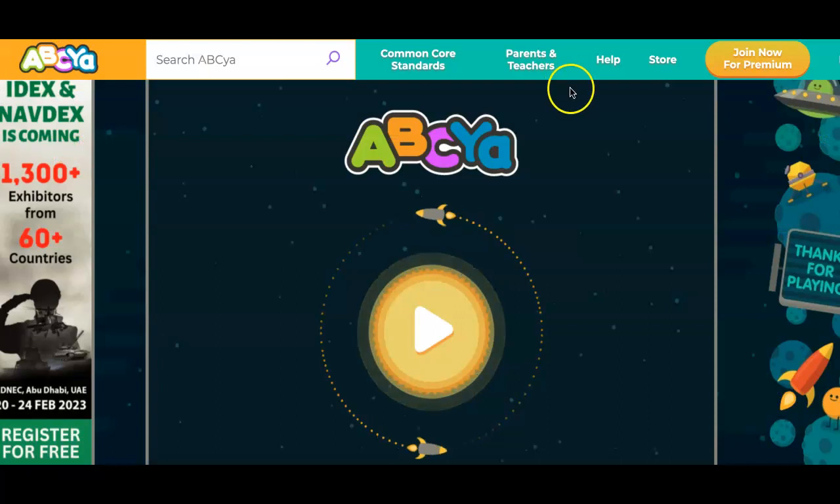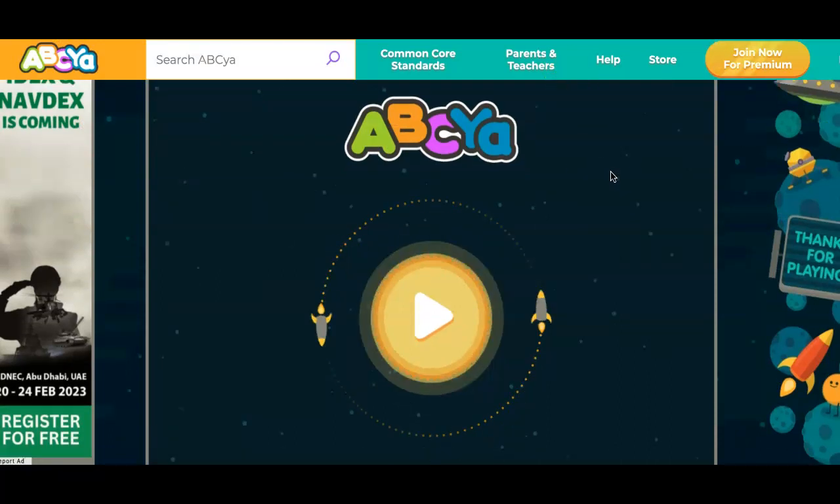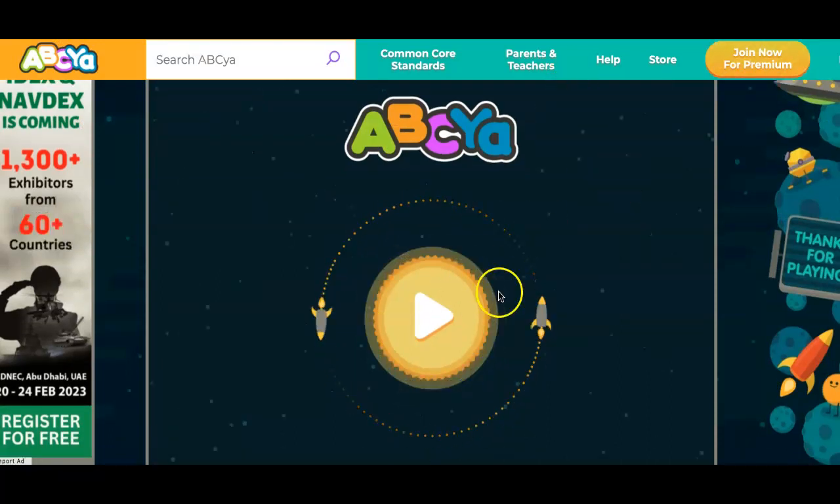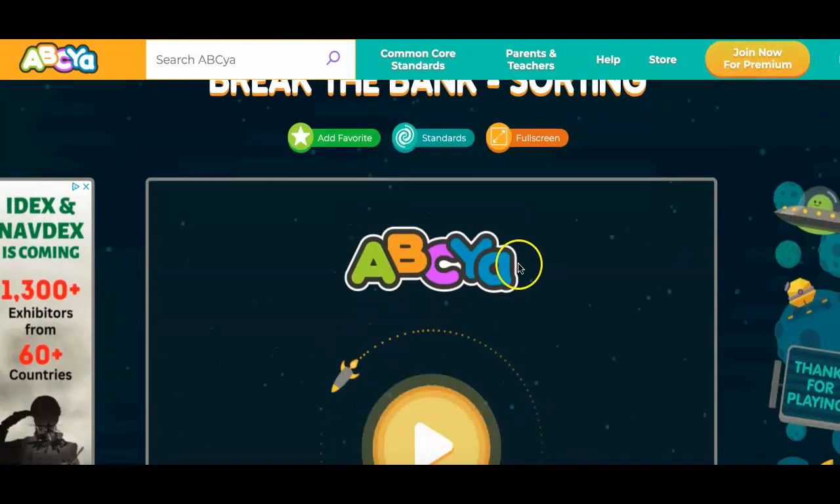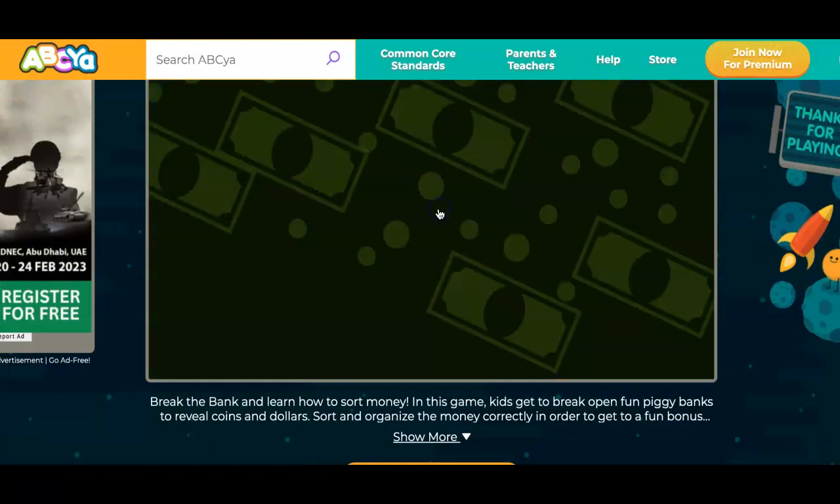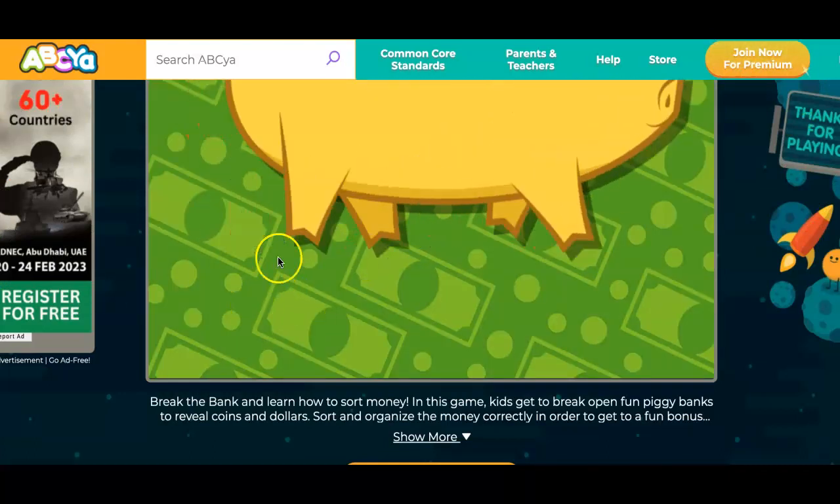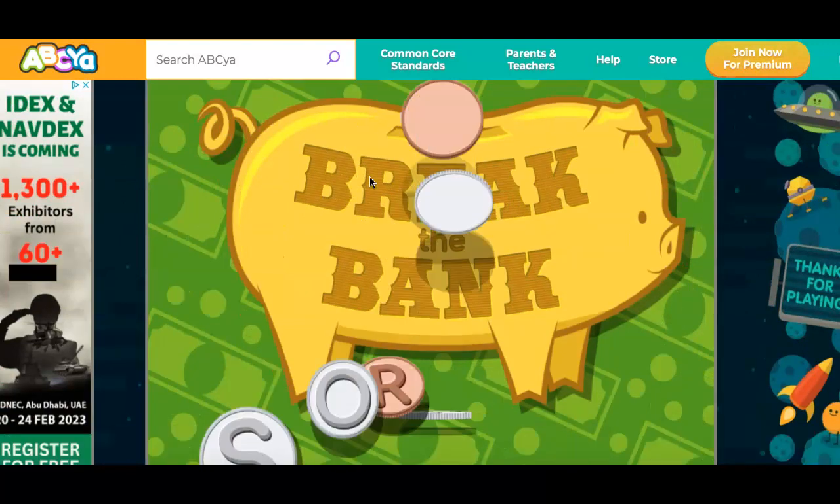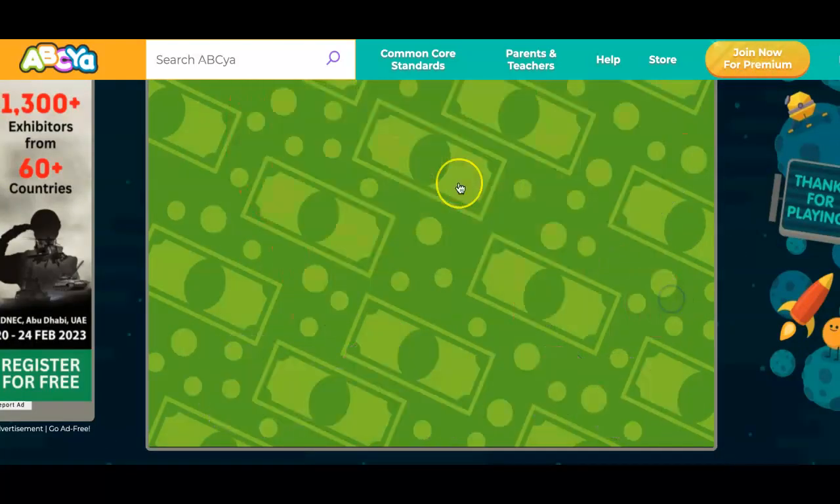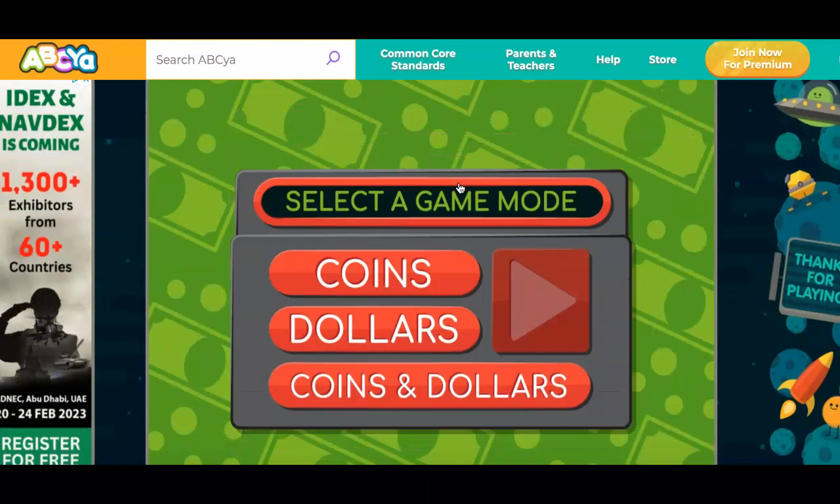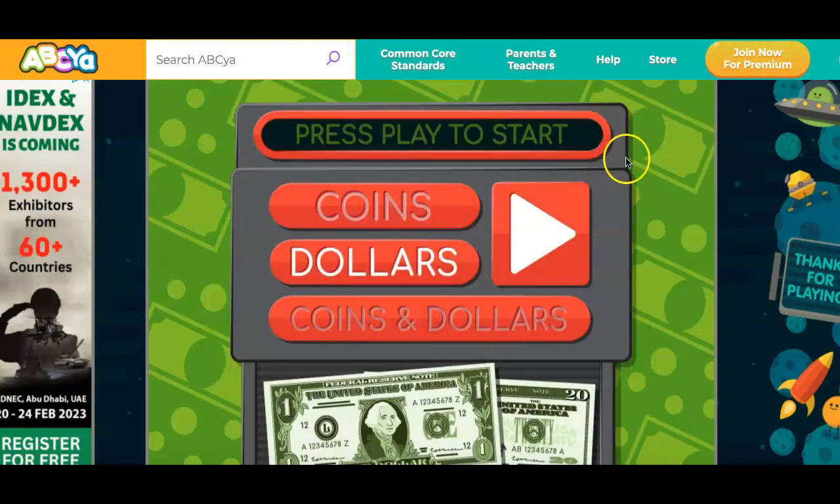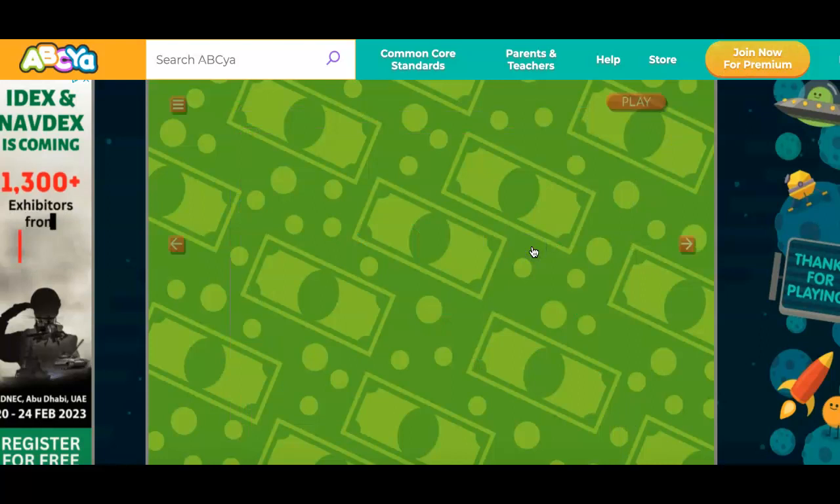Something that I find students can use before we start the actual lesson is ABCya, and it's Break the Bank sorting. For this, it is a game where students get to choose whether they're using coins or dollars. In this case, I would have students just do dollars because there will be no coins involved in the word problems. So they do dollars.